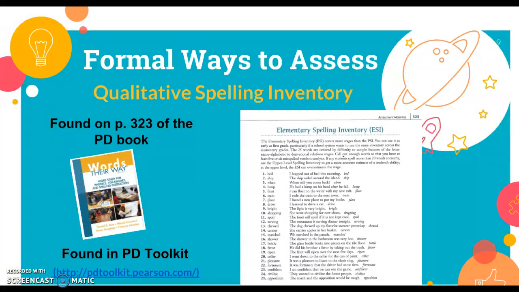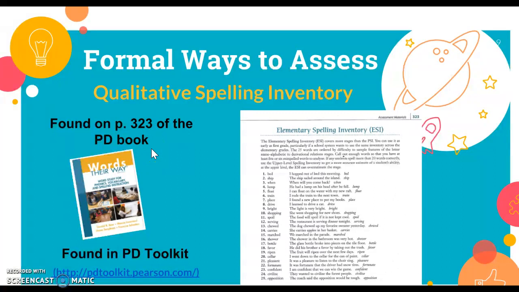In addition to use for the classroom teachers, the reading resource teachers could also use this as a part of their criteria for accepting students into their programs. This test will be administered in the fall, the winter, and the spring. Again, this is the required test for all students in grades 3 through 6. The qualitative spelling inventory can be found on page 323 of the PD book.